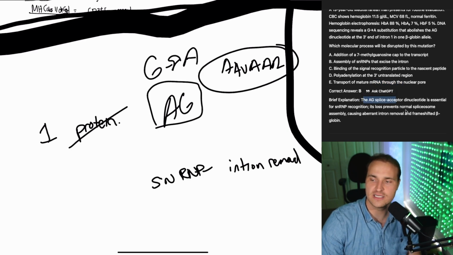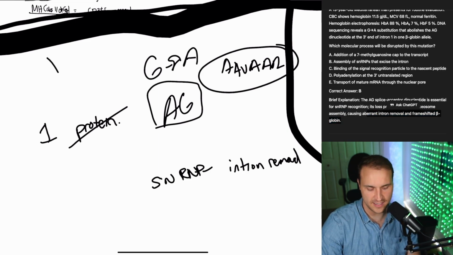So your AG splice acceptor dinucleotide is essential for snRNP recognition and preventing the loss of normal spliceosome function, which causes aberrant intron removal and frame-shifted beta globin. All right, so E is the modification of those spliceosomes. Super important. Need to know it for the Step.